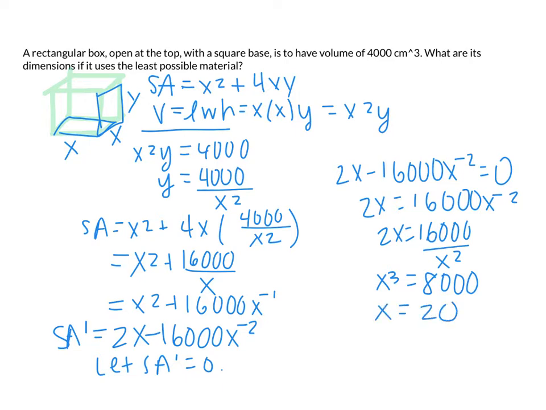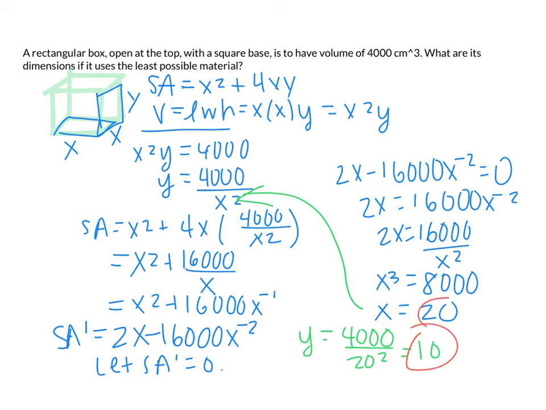And then you go back in, you plug your x equals 20 into the original expression you got for y. y equals 4,000 over 20 squared, which is 4,000 over 400, which is 10. So you know that the dimensions that will minimize the material you have to use are x equals 20 centimeters and y equals 10 centimeters. So that's your dimensions.